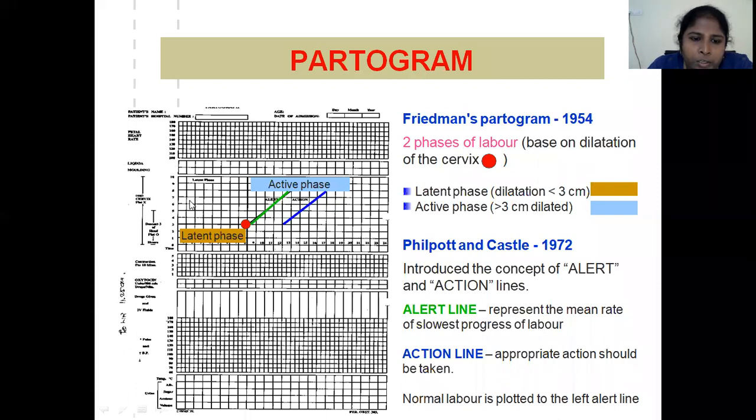If the whole graph of the dilatation and descent stays before this green line, then the labor is progressing well. If it is between the green and blue, you have to be cautious. If the graph has crossed the blue line, then you have to go for a cesarean section. This is the alert line, this is the action line. Usually the normal labor should be plotted to the left of the alert line. Everything should be in this part.